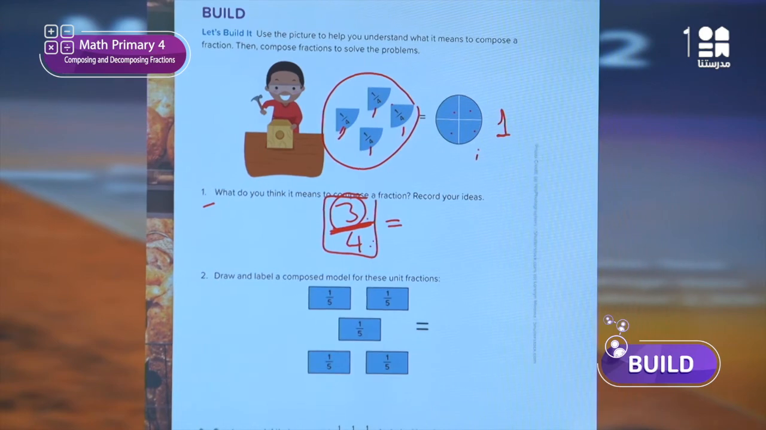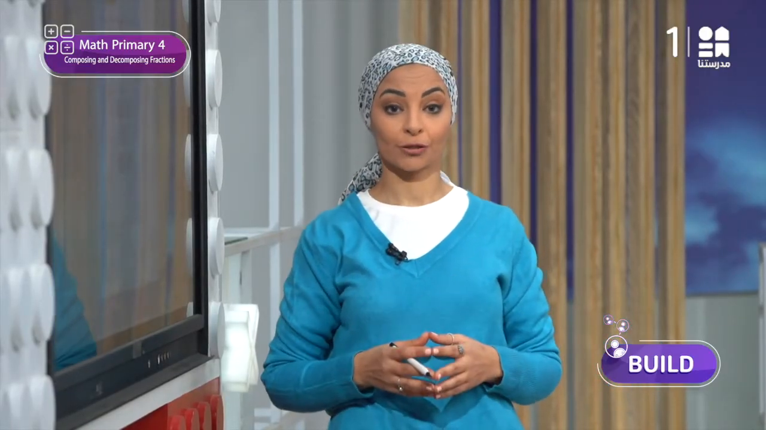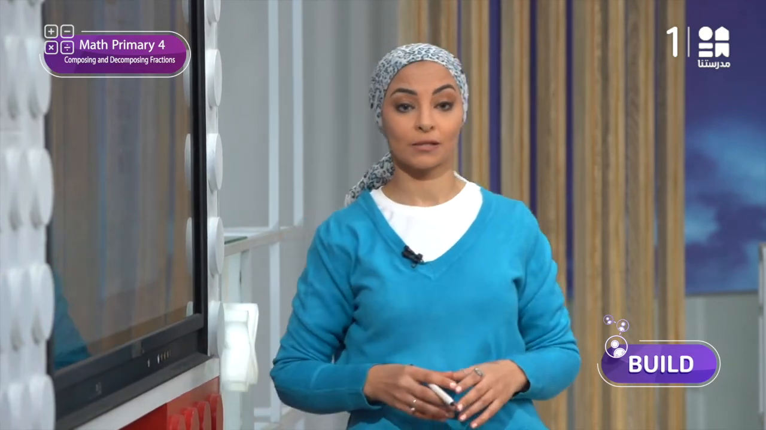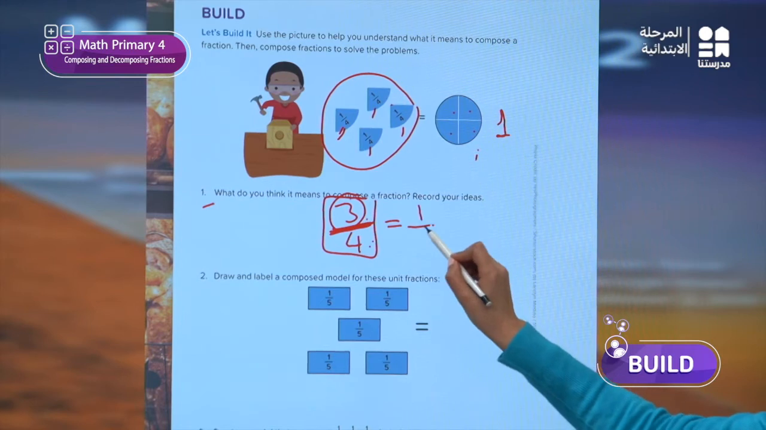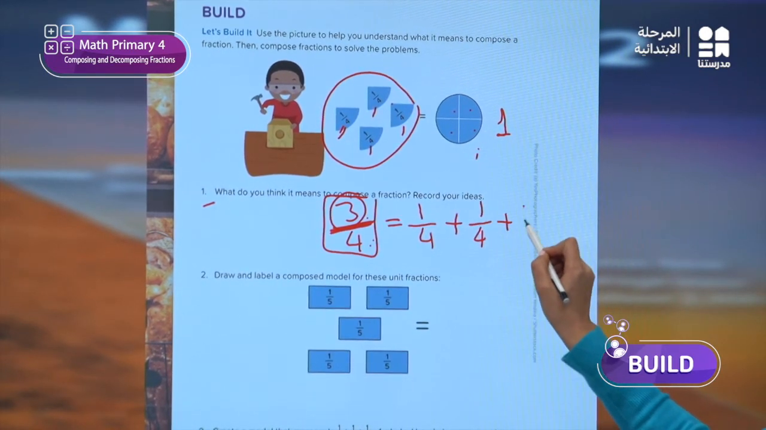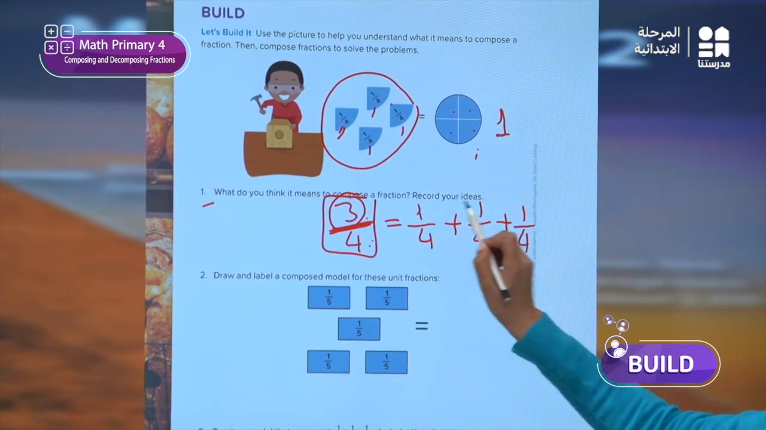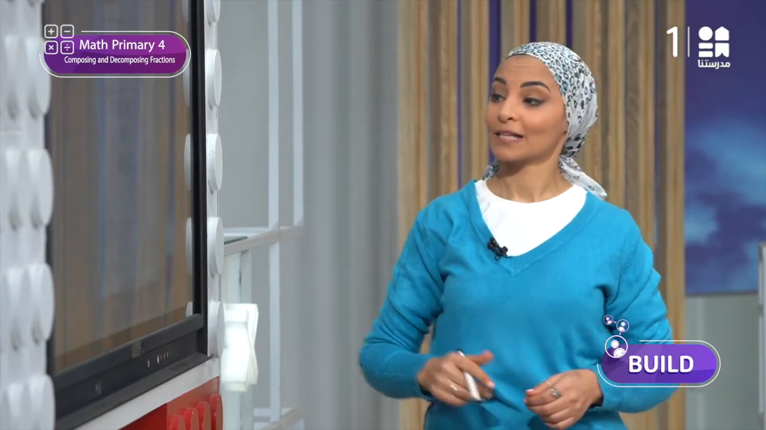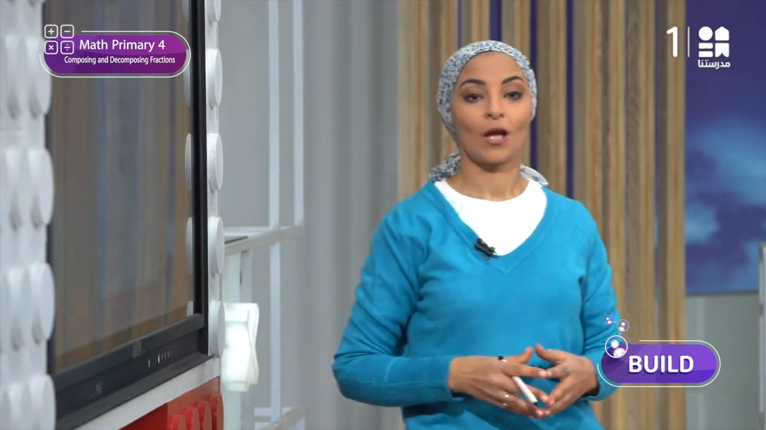So we represent this in the form of an equation. تعالوا نكتب الكلام ده بقى في equation. We will write every unit fraction and between them plus. Okay, يعني هكتب 1/4 plus 1/4 plus 1/4. هو مش 1 plus 1 plus 1 gives me 3? Okay, and now let's move to problem number 2.